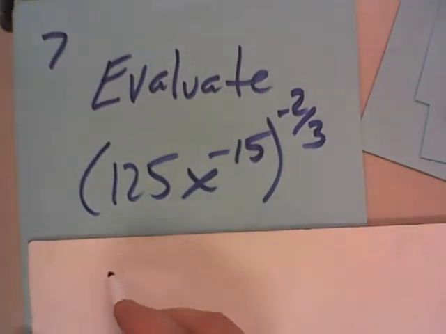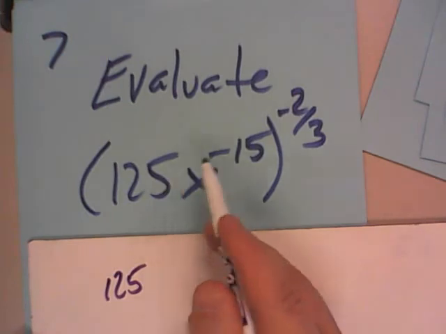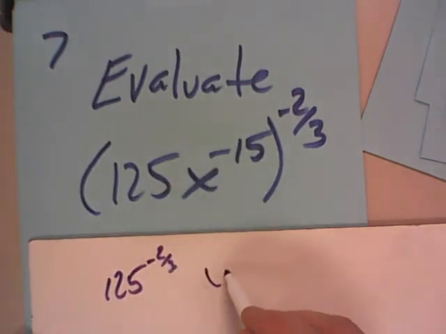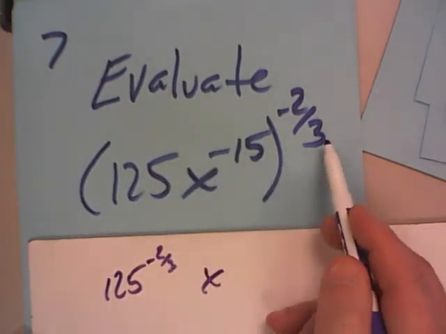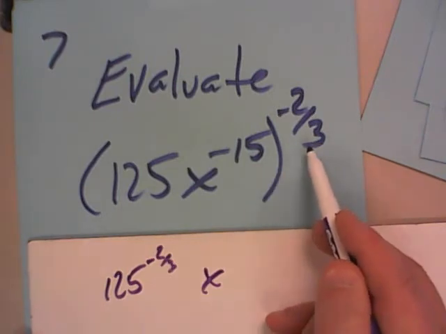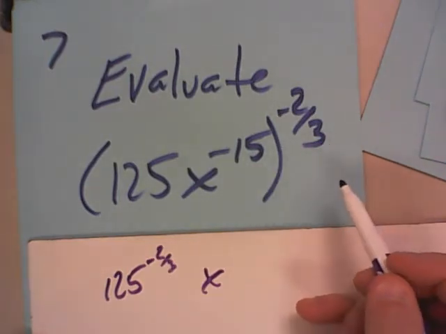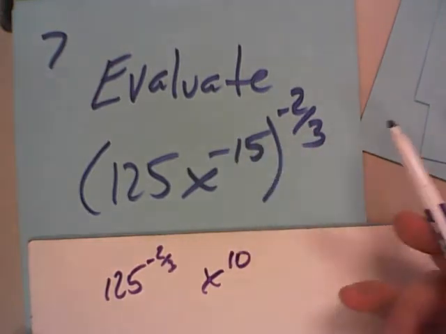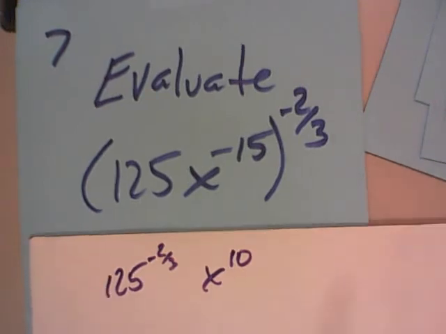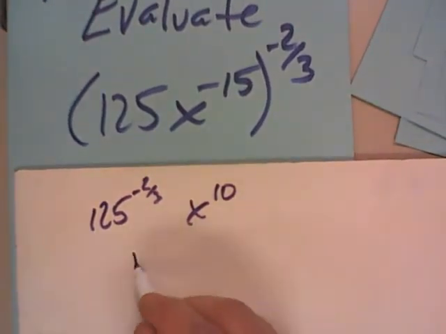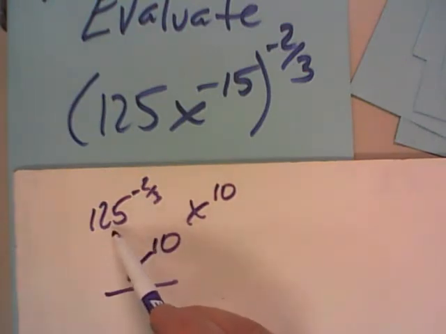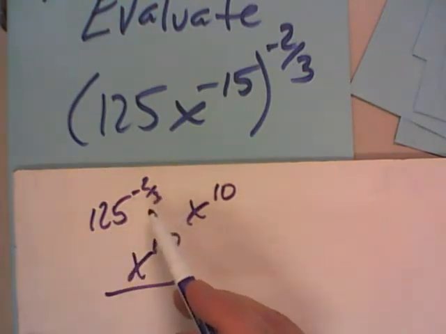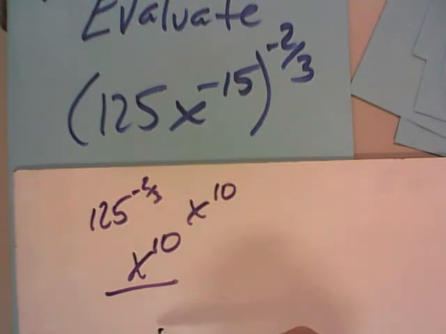Whenever we take a power to a power, that means we're going to take the whole thing, 125 to the negative 2/3 power, and then we're going to take x to the negative 15th to the negative 2/3 power. And when we take a power to a power, we should know that we multiply those things together. So 2/3 of 15 is 10, and it's a positive 10 because those are both negative. So if I rewrite what I have here, x to the 10th is going to stay on the top, but then 125 to the negative 2/3, well, it would be 125 to the positive 2/3 if I put it on the bottom, and that's the same thing as the cube root of 125 to the 3rd power.